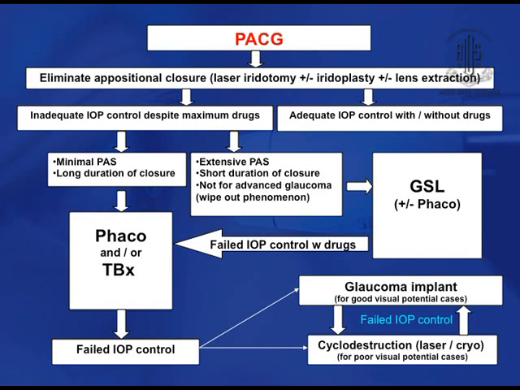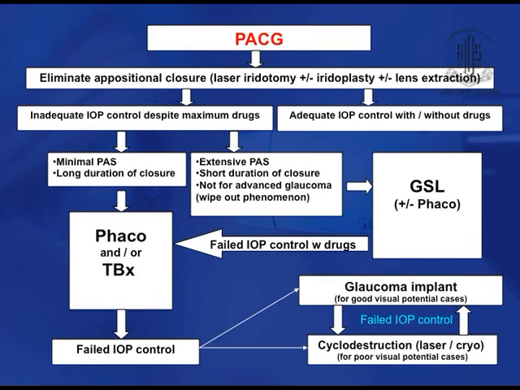In this diagram here, I try to give you an overview of the various surgical options and when to do what. If you are faced with PACG, first you try to eliminate appositional closure. If there is adequate intraocular pressure afterwards, then of course you are very happy, patient is happy. But otherwise, you have to proceed down here. If there is extensive PAS, short duration of closure, and also the glaucoma is not too advanced, then you may consider goniosynechialysis with or without lens extraction. Otherwise, you proceed down here when you consider lens extraction, trabeculectomy, or a combination of the two.